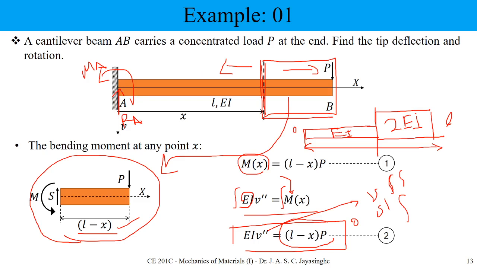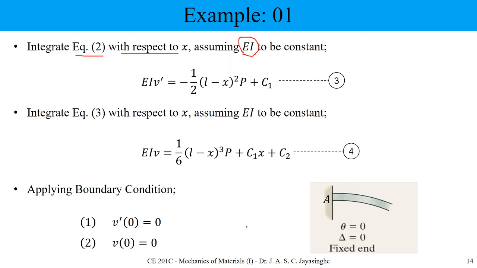Here I'm assuming it's a uniform beam, so EI, the flexural rigidity, we can assume as a constant, so we take it out. And this is v dash, and you will end up with this one. Of course, I'm not going to explain how to do the integration, that's a simple thing from A level. So you will end up with C1.